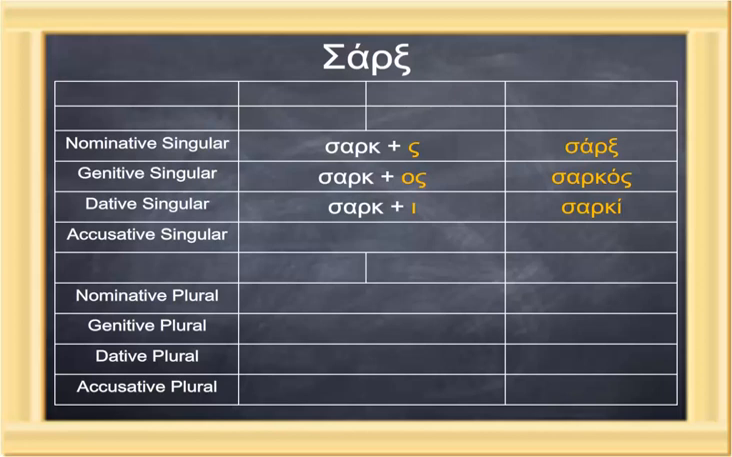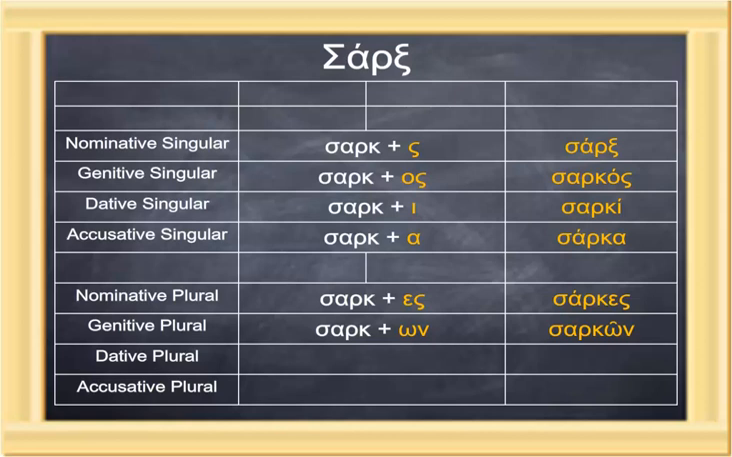The dative singular adds an iota to the stem. Very simple, sarki. The accusative singular adds an alpha. Again, the form is simple, sarka. In the nominative plural, our new ending, epsilon sigma, appears, added to the stem sark, yielding sarkes. The genitive plural by this time should be easy, sarkon.